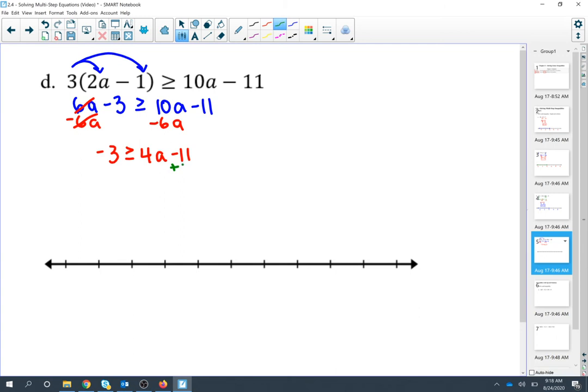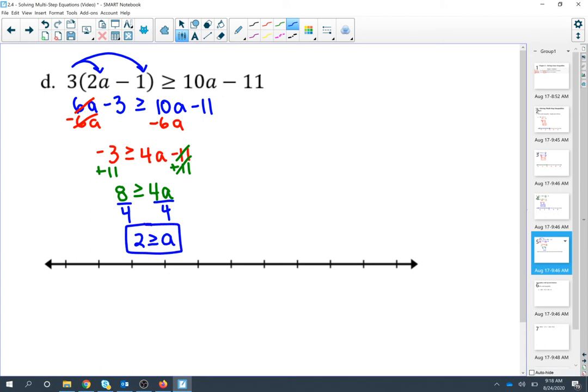I'm then going to add 11, which is going to give me 8 is greater than or equal to 4a. I'm then going to divide by a positive 4. So because it's a positive 4, there is no need to switch the inequality sign. So 2 is greater than or equal to a.